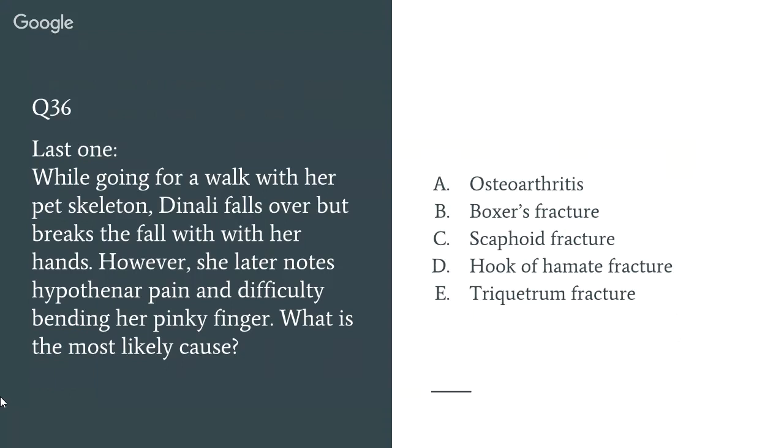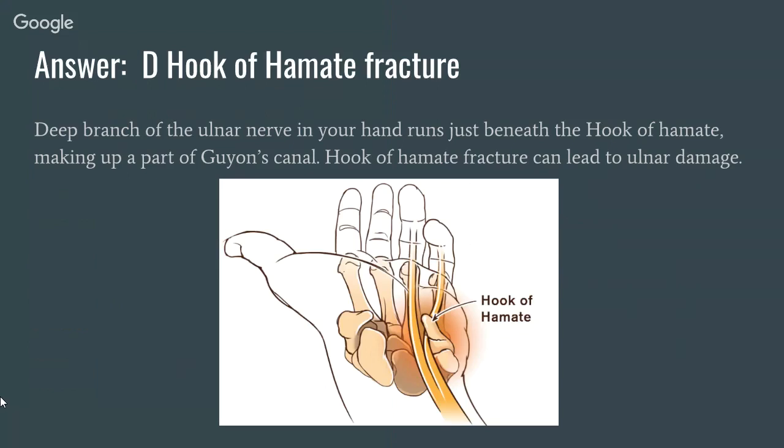Yeah? Nice. So what's going on here is, once again, you can kind of rule out some of the other pathologies, but we have a hook of hamate fracture. So this is a bit niche, but pretty much what's going on is, when we're talking about the Guyon's canal, a part of the hamate is incorporated into that canal itself. And this is specifically the hook of the hamate.